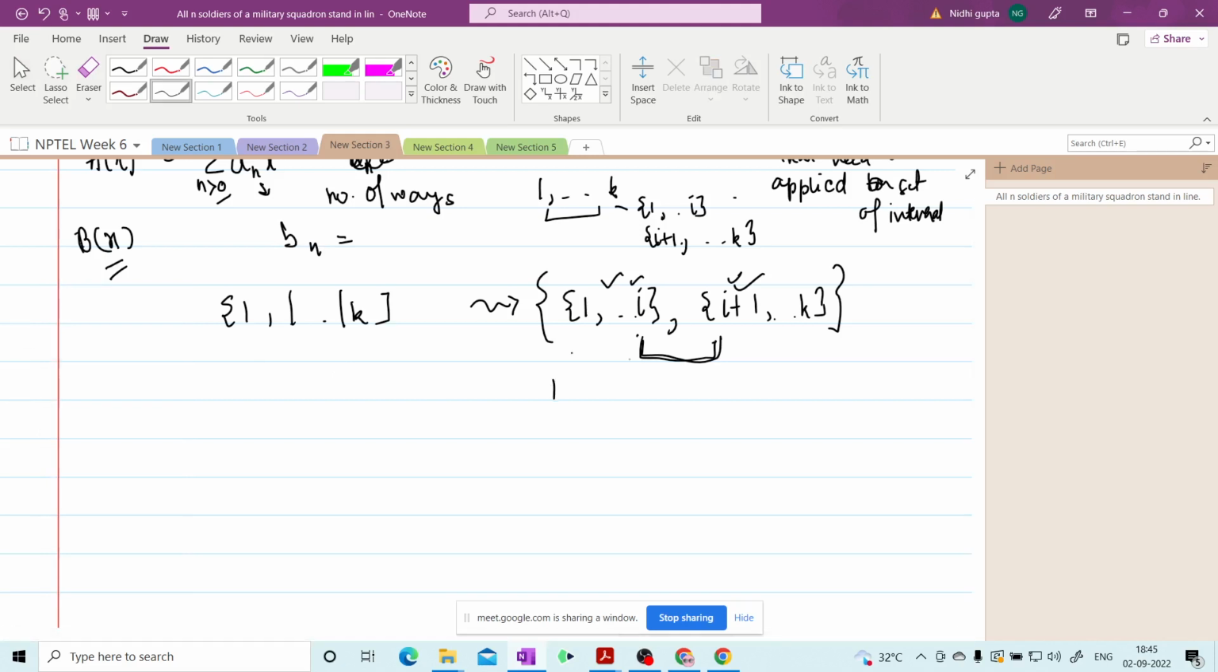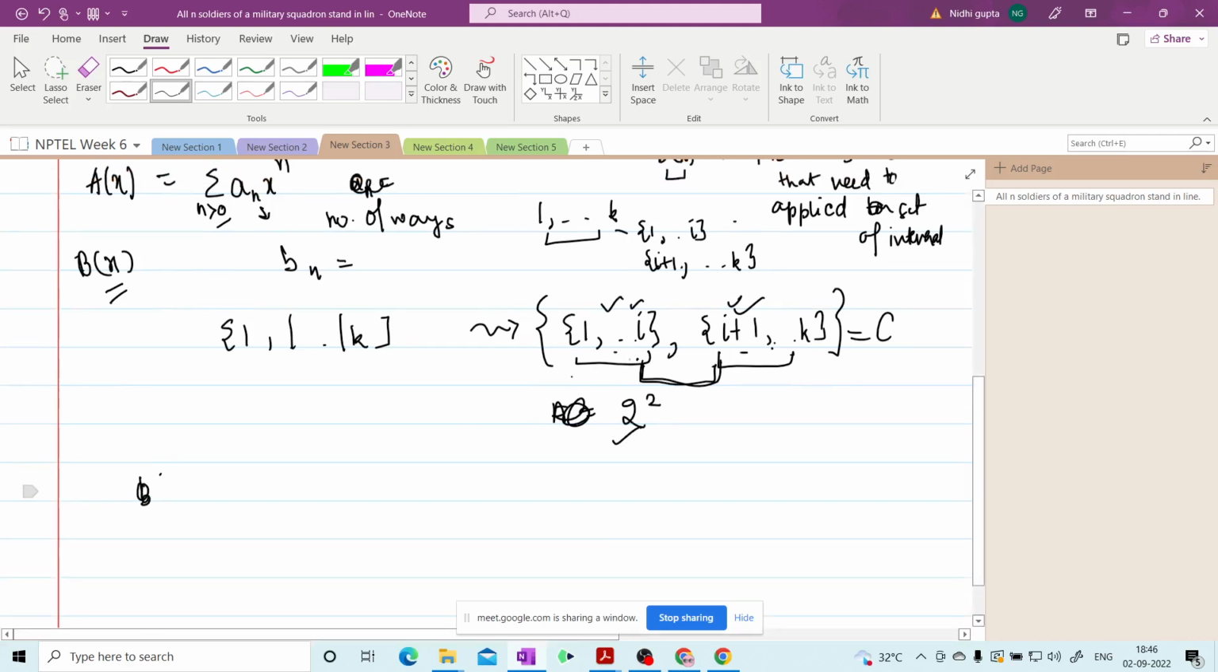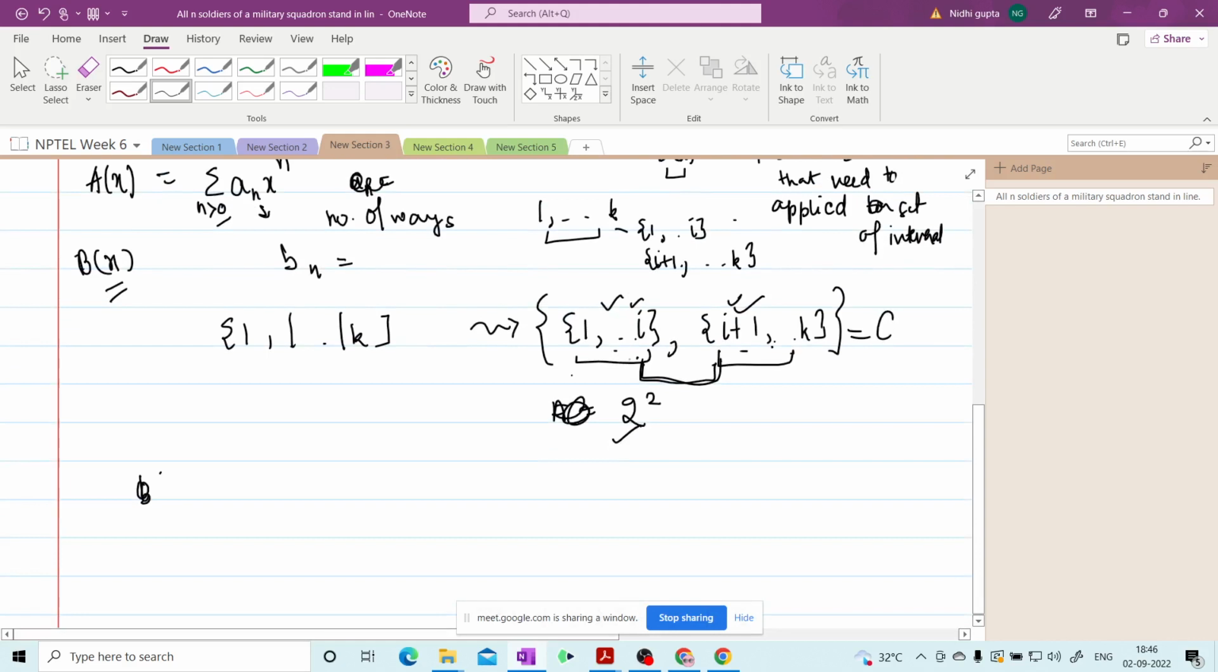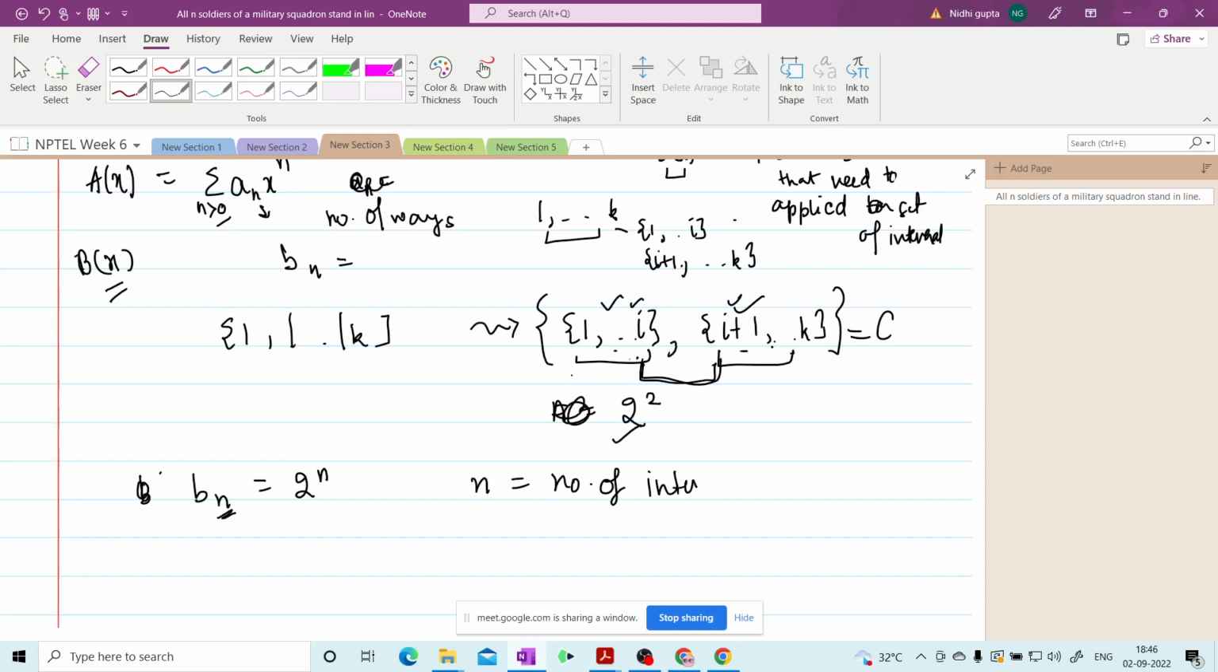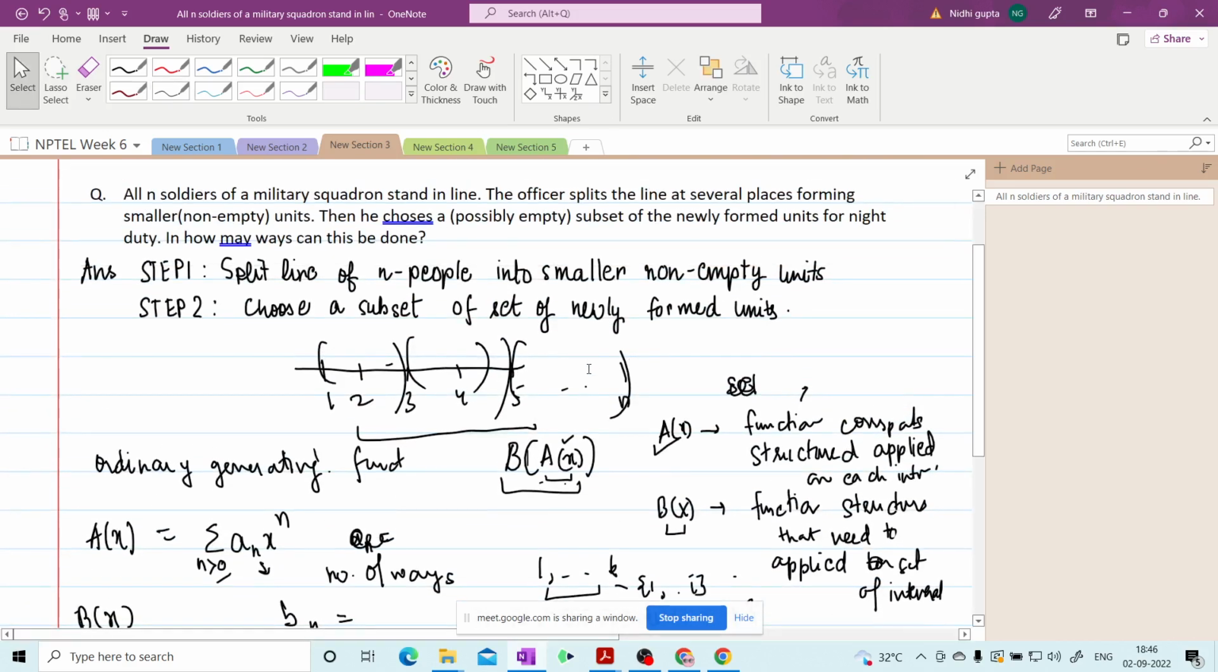So now my new set is this: A is equal to, this is one element and this is one element. This big set has just two elements. So if I want to choose a subset, basically it will be 2 raised to the power 2, right? Here your bn is basically 2 raised to the power n, because n here refers to the number of lines, or number of intervals. So bn is 2 raised to the power n. Do you get it?